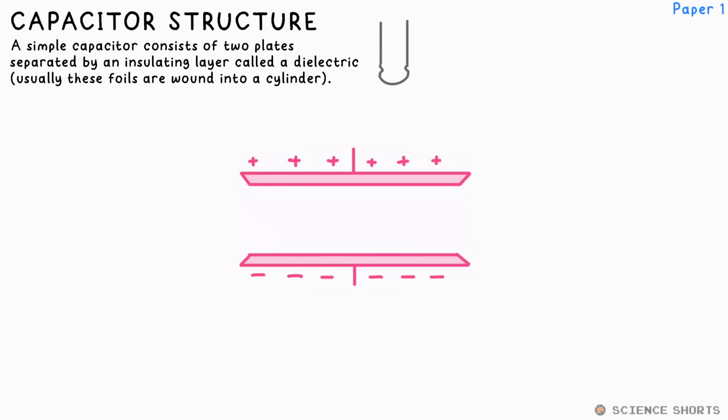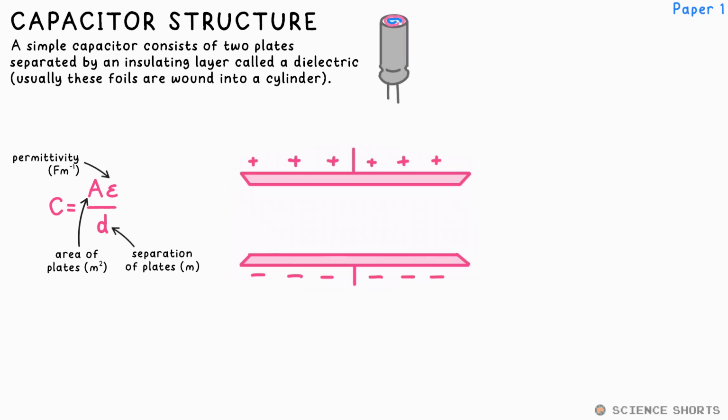In reality, these plates or foils are wound into cylinders, as you probably see from the designs of the ones you use in your school lab. Capacitance is proportional to the area of these plates and inversely proportional to their separation. The constant that makes this an equation is permittivity, epsilon. This in essence is a measure of how easy it is for an electric field to be produced in the space between. If there's air or a vacuum between this, it's the permittivity of free space, epsilon 0. You're given the value in your formula sheet.